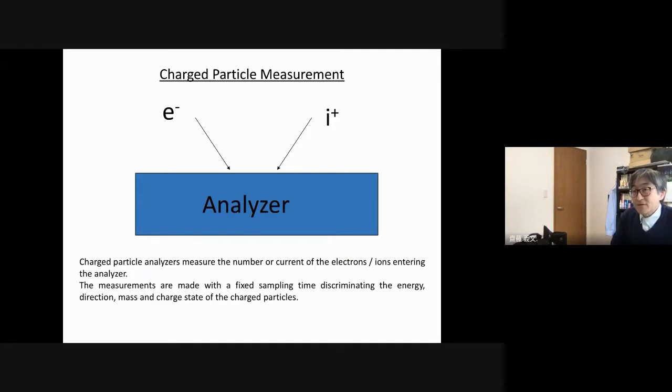Charged particle analyzers measure the number or current of the electrons or ions entering the analyzer. The measurements are made with a fixed sampling time, discriminating the energy, direction, and mass and charge state of the charged particles. By using this analyzer, what we are doing is counting the electrons or ions one by one.